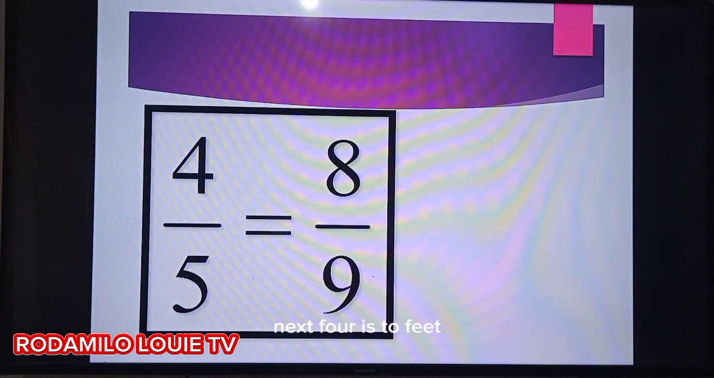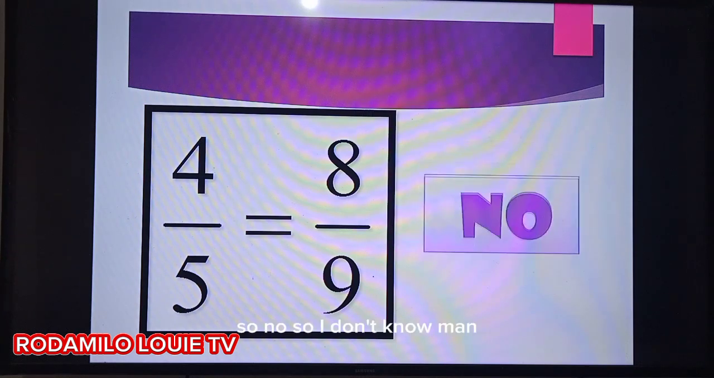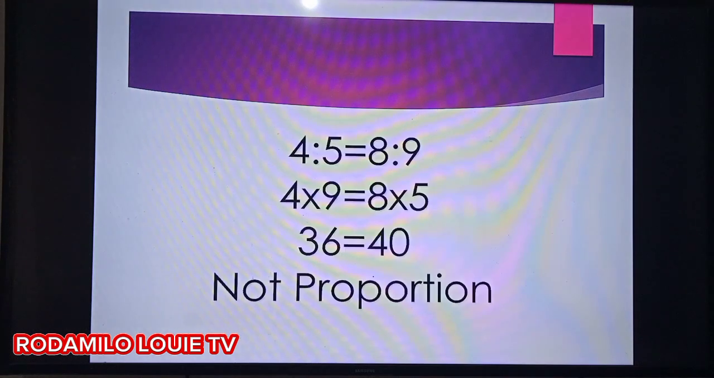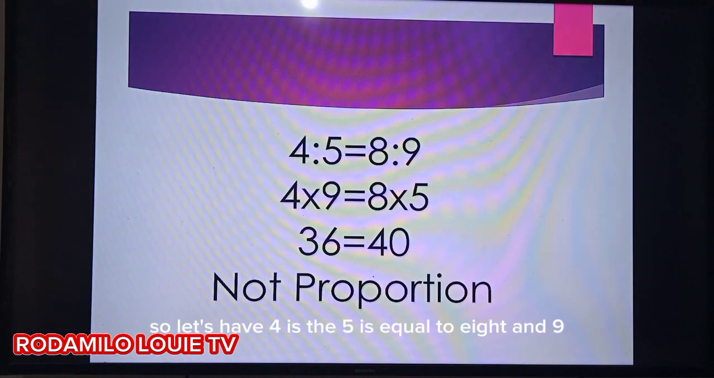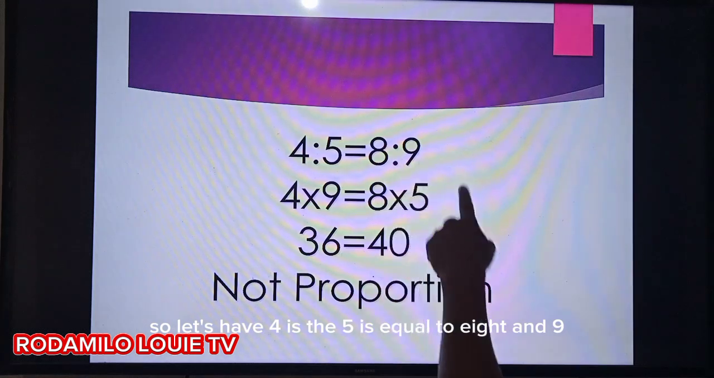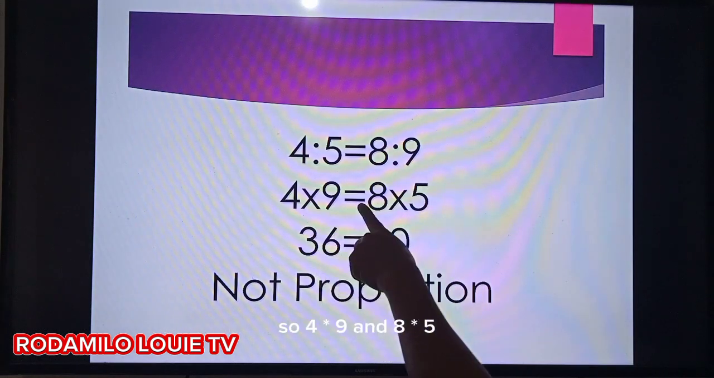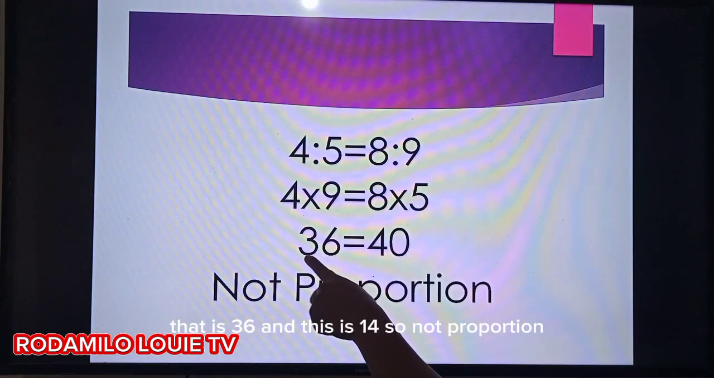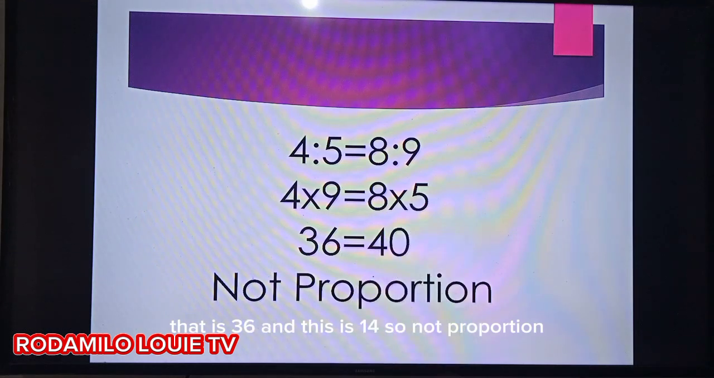Next, 4 is to 5 and 8 is to 9. So no. Let's have 4 is to 5 is equal to 8 and 9. So 4 times 9 and 8 times 5: that is 36, and this is 40, so not a proportion.